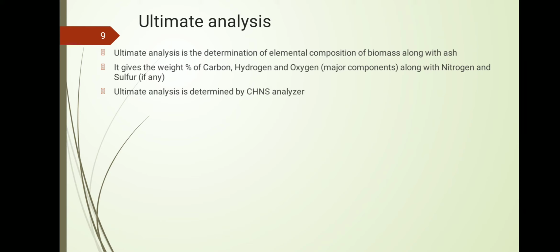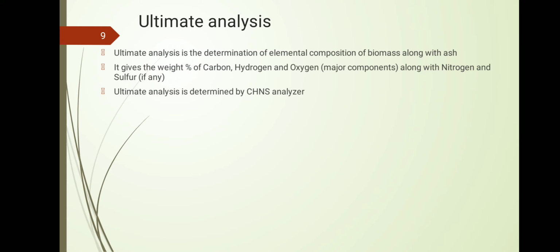It is determined with the help of an instrument. It's a very costly instrument, that is the CHNS analyzer. Gas chromatography is also used in this CHNS analyzer. So this is not like the proximate analysis, where we can manually calculate and find these important constituents with the help of a furnace; here we have to use this CHNS analyzer.